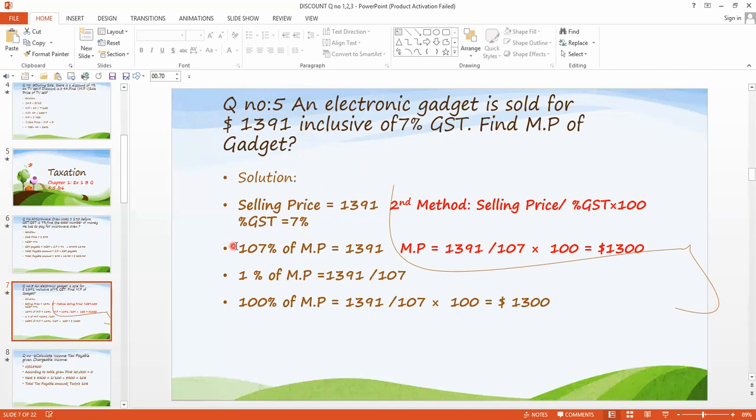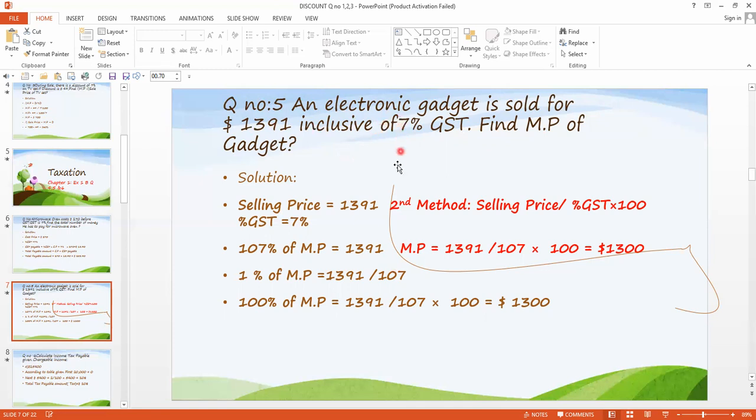Actually, you have to find the market price. So first thing, very easy, we write the information. Selling price, that is 1,391, and percentage GST, goods and services tax, that is 7%. Clear? So 7% is included. Suppose an object costs 100 rupees, and GST is 7%, this means we have to add this 7 to that 100. So 100 plus 7 becomes 107. Clear? So we have to use the unity method. First, you write 107% of market price, and it is equal to the given information in the question.